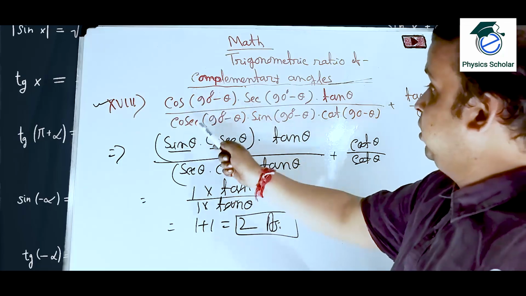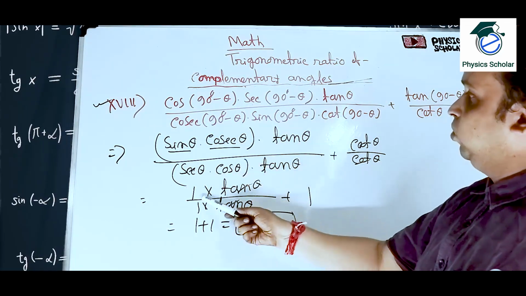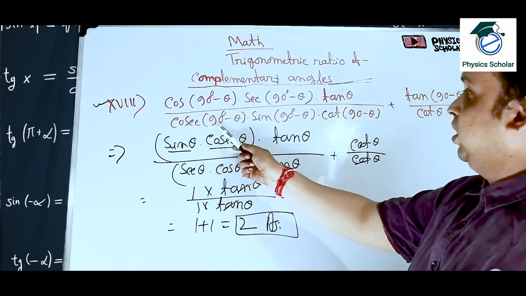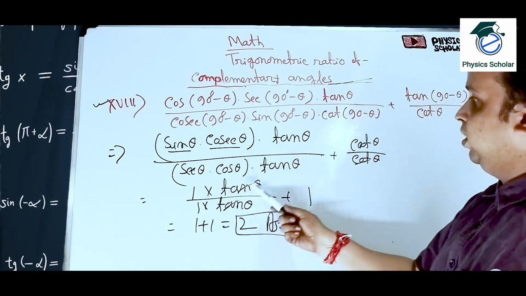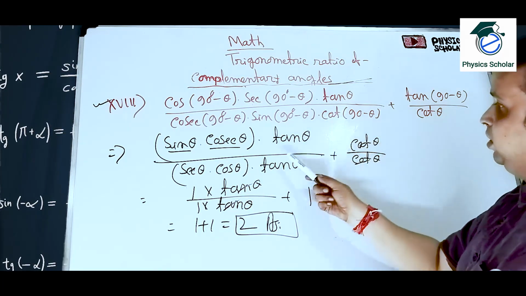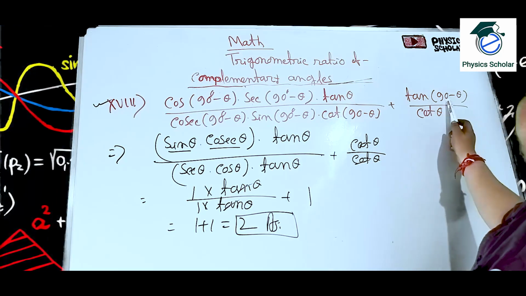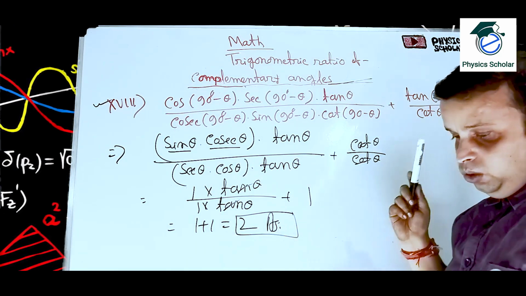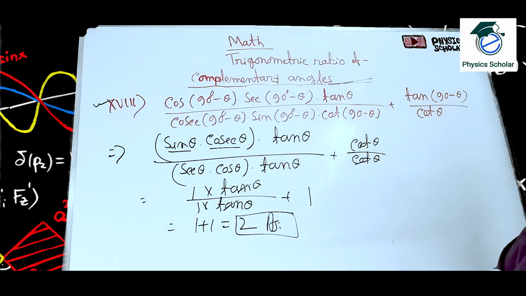So cos 90 minus theta is sin theta, sec 90 minus theta means cosec theta. So sin theta into cosec theta means 1 into tan theta as it is. Clear? So cosec 90 minus theta means sec theta, sin 90 minus theta means cos theta. So sec theta into cos theta means 1, and cot 90 minus theta means tan theta. So tan theta will be cancelled, so 1, and tan 90 minus theta means cot theta divided by cot theta, so that will also be 1. So 1 plus 1 is equal to 2. So this is a very simple sum. Hope you have understood this.